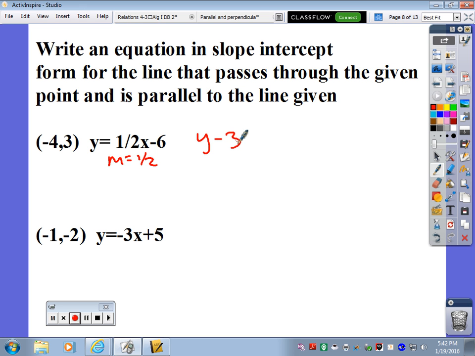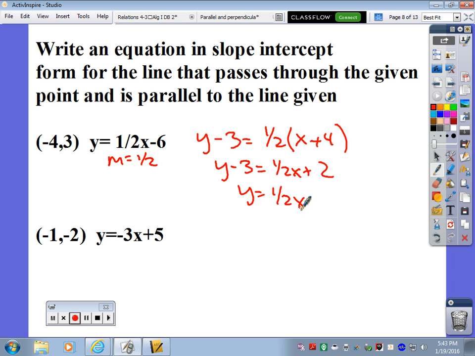y minus 3 equals 1/2 times x plus 4. y minus 3 equals 1/2 x plus 2. y equals 1/2 x plus 5. And you can go ahead and work out the next one on your own if you would like.